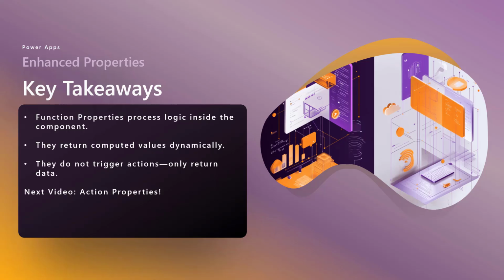Now, what are the key takeaways? Well, function properties process logic inside the component, whether it's output or input, and so they'll return the values dynamically to each other. And they don't trigger actions, just like we saw. Can't invoke a select, can't create a variable. But where you can do that is action properties. So be on the lookout for my other video on action properties, enhanced properties, action properties.